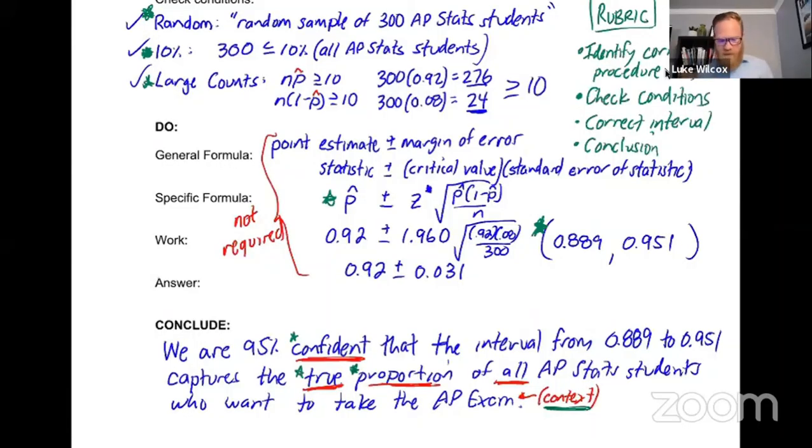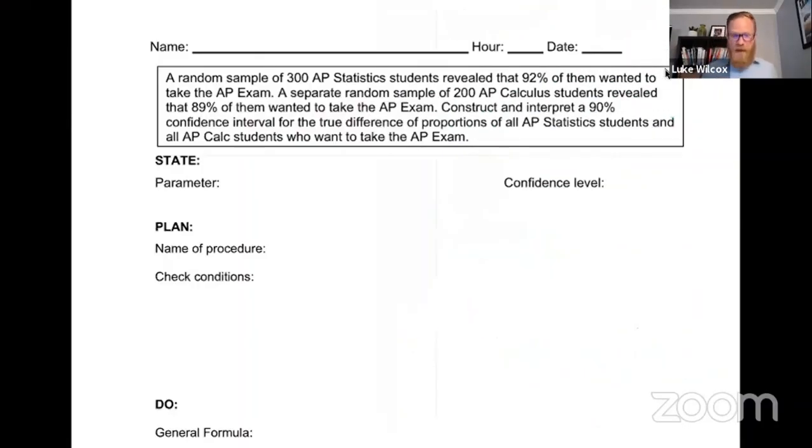The next thing that we need to take a look at is a two sample interval, where we're trying to find the difference between two proportions. So let's jump back into the activity here. I'm going to add one more layer to the context that we've already started with. So here's what it says.